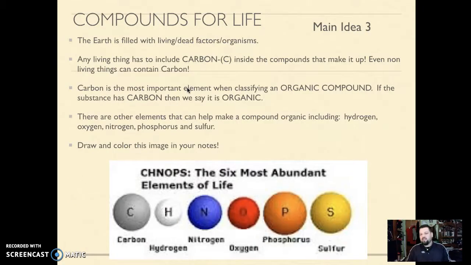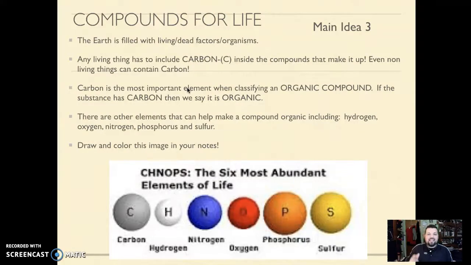The earth is filled with living and dead things, right? So, like I said at the beginning, they go back into the earth. Anything that's alive has to have carbon in it. Even non-living things have carbon in them, but they pass on. It's the most important element when we classify an organic compound. This is important. Define this, please, in your notes. If a substance has carbon in it, then we say that it is organic, meaning that it's alive and it's going to pass on. It is organic.